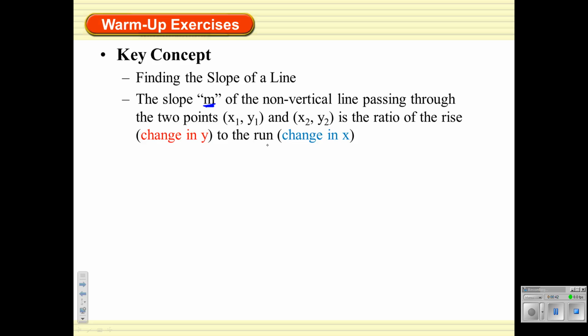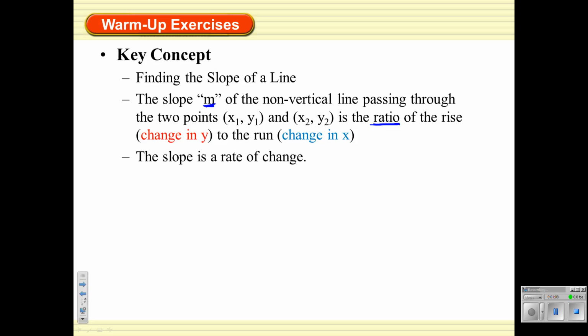Okay, the slope m of the non-vertical line passing through the 2 points, x sub 1, y sub 1, and x sub 2, y sub 2, is the ratio, and again, ratio is like a division problem or a comparison, of the rise or the change in y to the run or the change in x. And I know this definition sounds confusing, but as we go through this lesson, it will get less confusing. So just make sure you get this into your notes so that you have this to refer back to.